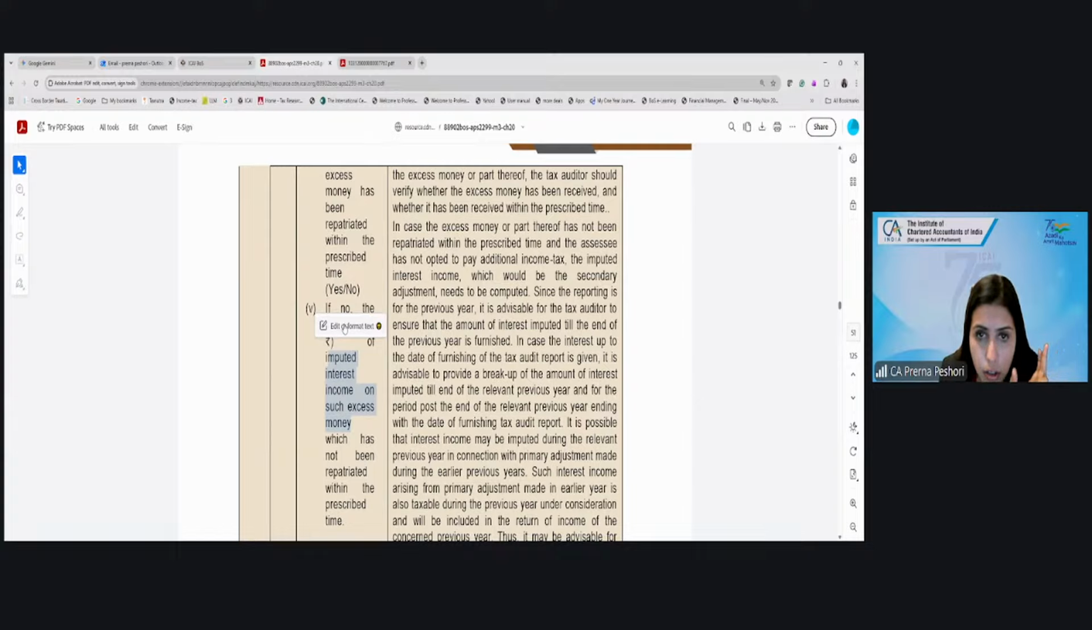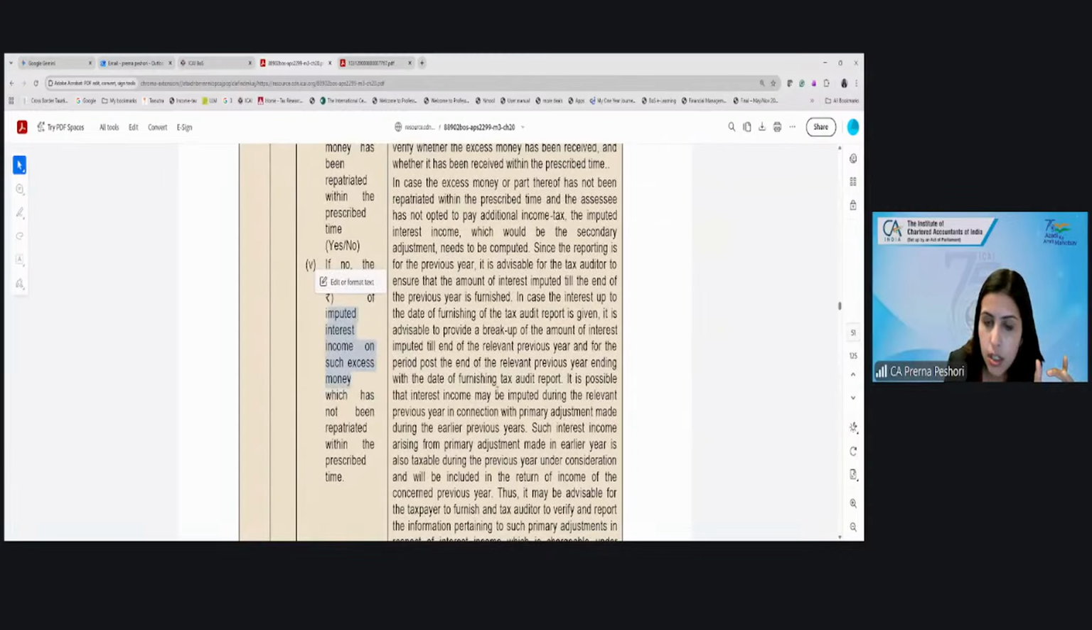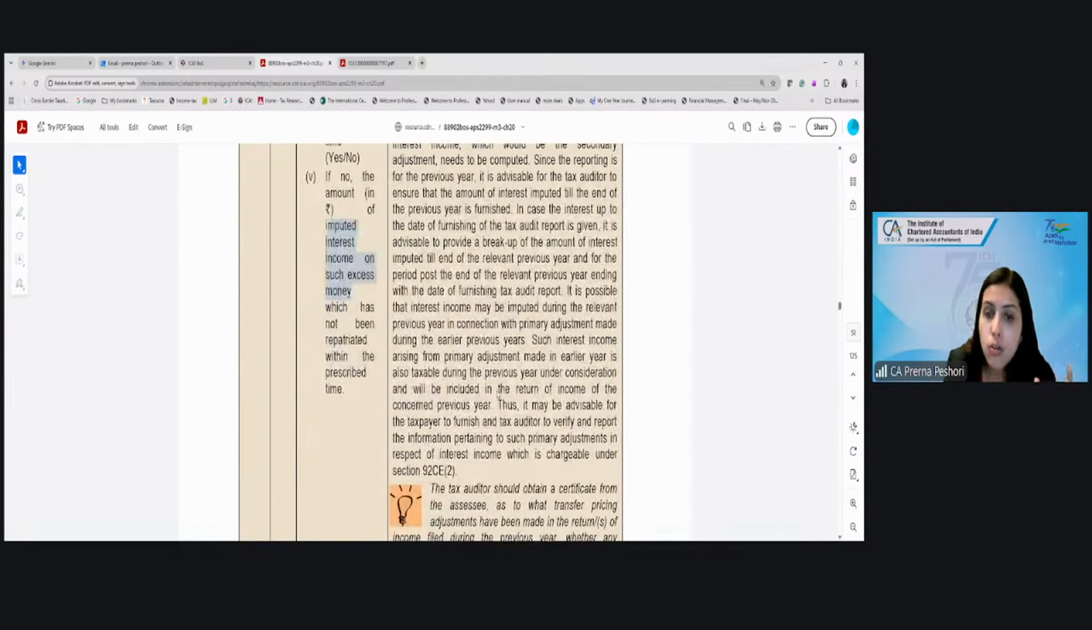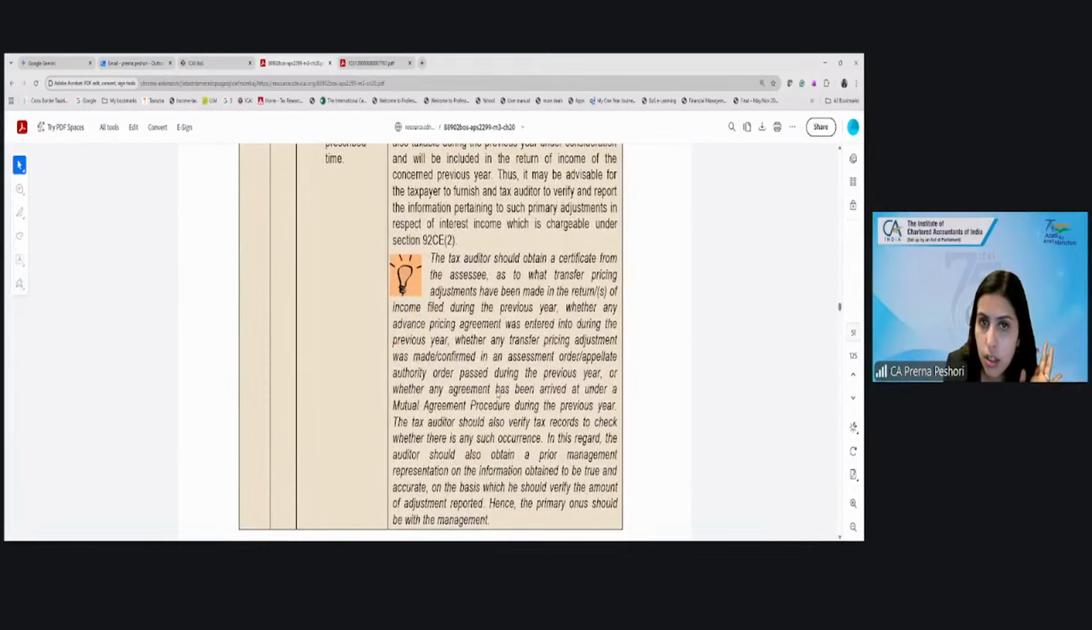So here the interest has to be computed only till the end of the previous year. Even though it may go for a longer time, the tax auditor has to report only up till the end of the previous year. Or if the interest is given till the date of the tax audit report, then he needs to just provide the breakup. So that needs to be reported by the tax auditor.